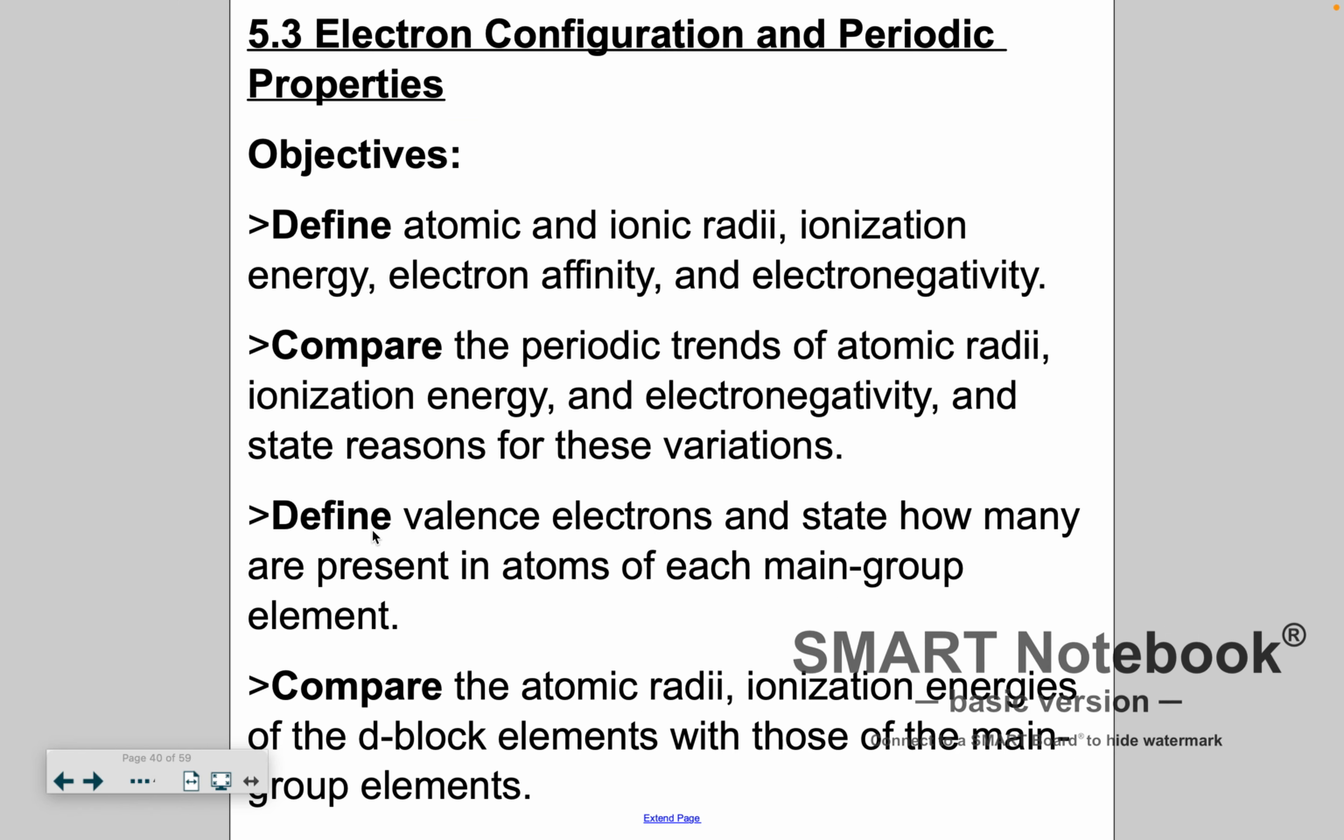All right, in this video lecture, I'm going to go through 5.3, the final section in chapter 5, and it's about electron configuration and periodic properties. Basically, I'm going to talk about periodic trends that we see, and those trends deal with atomic radii, ionic radii, ionization energy, electron affinity, and electronegativity. And so we will look at the trends as we move across the period or the row and down a group or a column. And so that's what this section is all about.